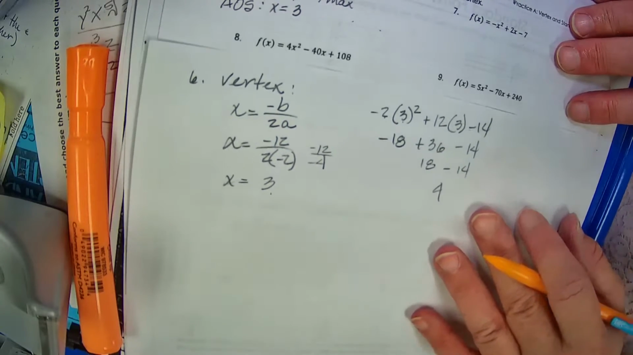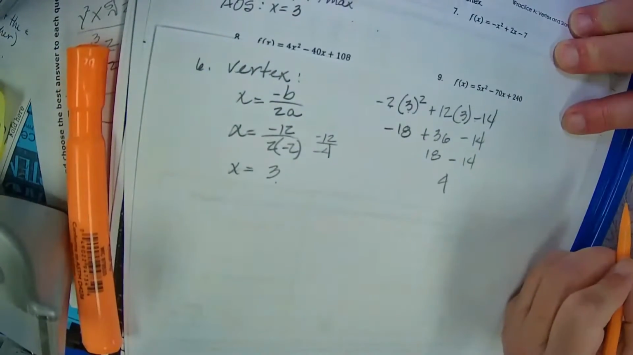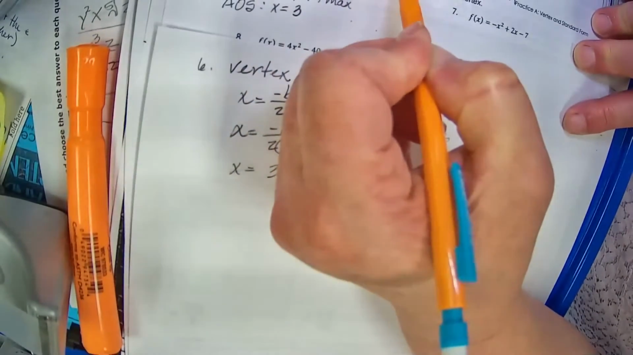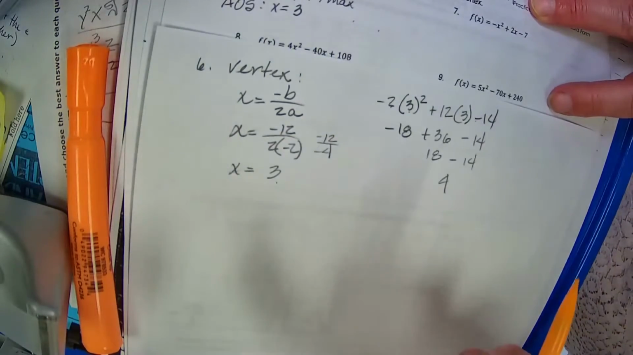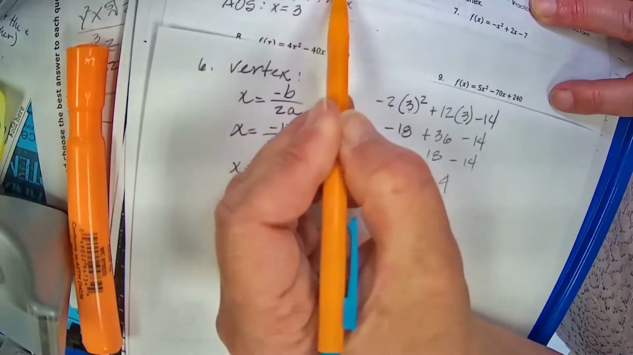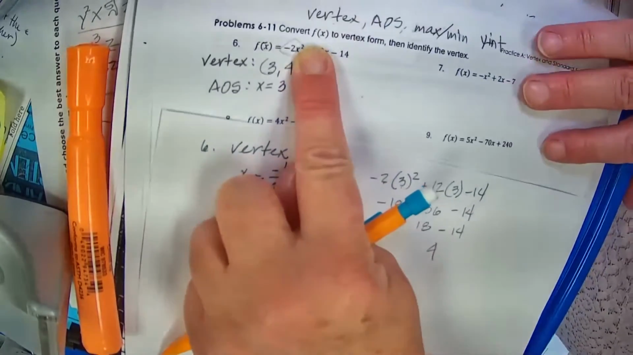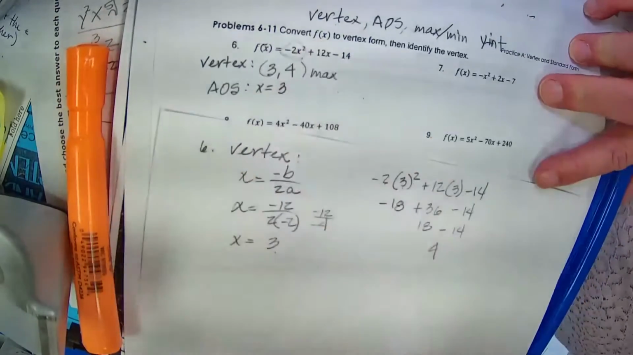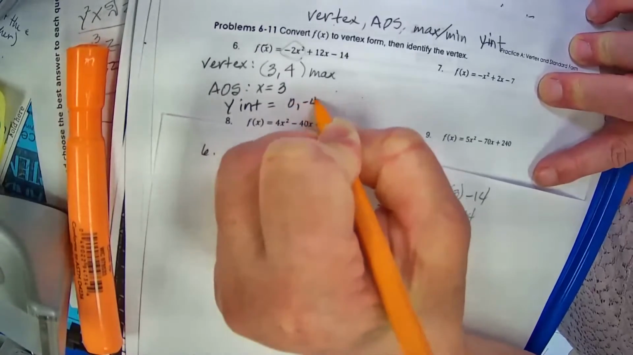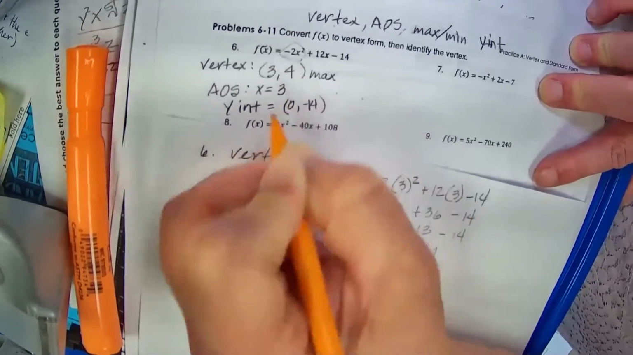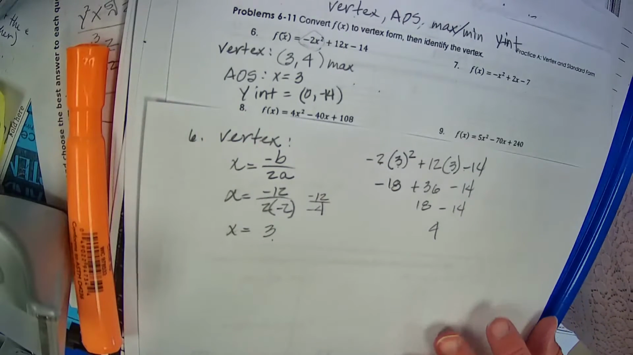4 is good? Okay. All right. So our y value for the vertex is 4. All right, so we've done our vertex, we've done our axis of symmetry, maximum, minimum, y-intercept. So I need to plug in 0 for my x. That means the first term goes away, the second term goes away, and we're left with negative 14. Does that make sense? Okay.